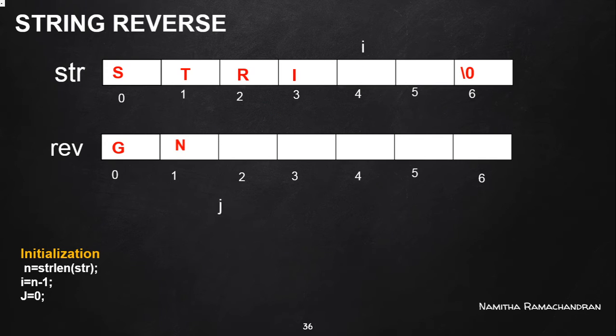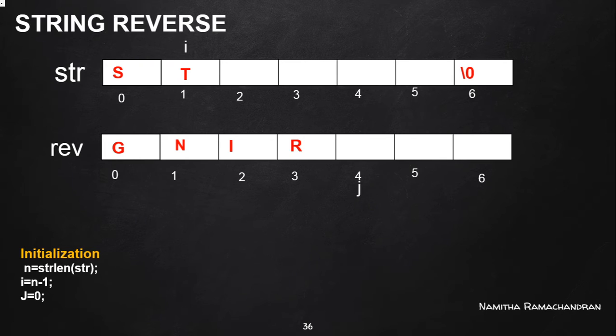Now again increment j by 1, decrement I by 1. I is now pointing to index 3. Is this 3 less than 0? No. So we can continue this copying. Again increment j by 1, decrement I by 1, and now I is pointing to index position 2 of our input array. Is this 2 less than 0? Never. 2 is always greater than 0. So continue this copying. Again increment j by 1, decrement I by 1.